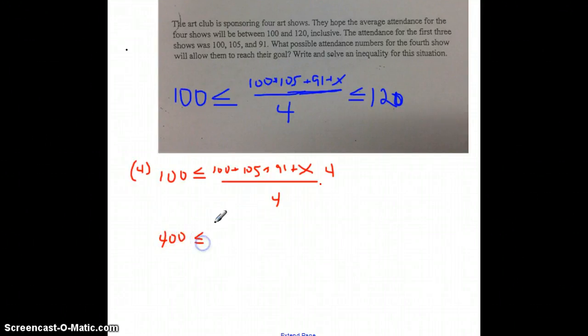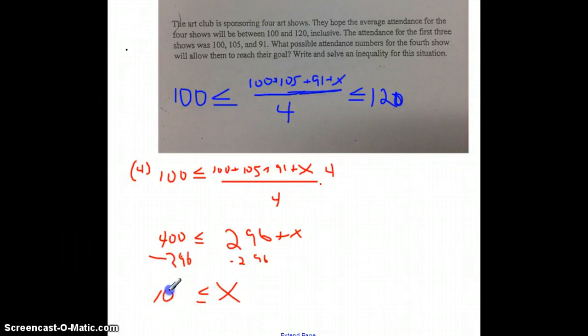Okay. Over here, let's add these up. Let's combine our like terms. So we get 296 plus x. All right, and then from here, we're just going to subtract 296 from both sides. And so, x has to be greater than or equal to 104. That's got to be our minimum. x has to be at least this number.